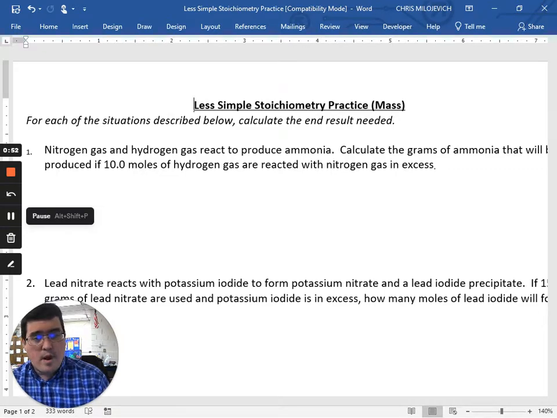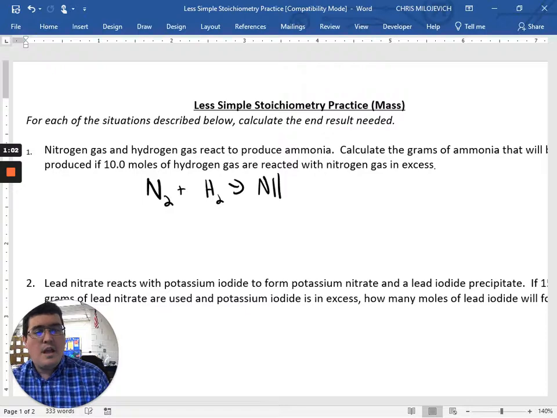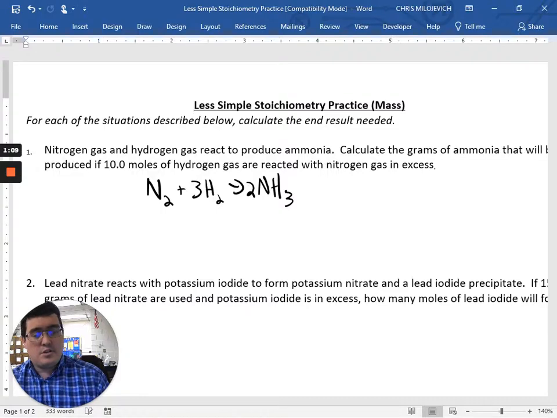So I already know from problem one, the reaction here is N2 plus H2 yields NH3. And we've already spent a long time on how to balance these, so I'm not going to go over the fact that this is a 3 and this one gets a 2. Now, these problems are just like simple stoichiometry problems, except for one thing.